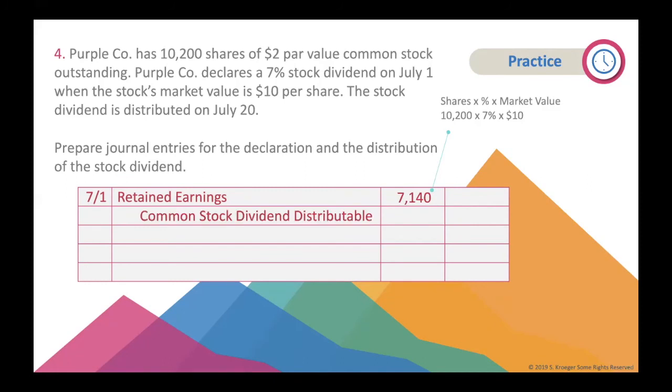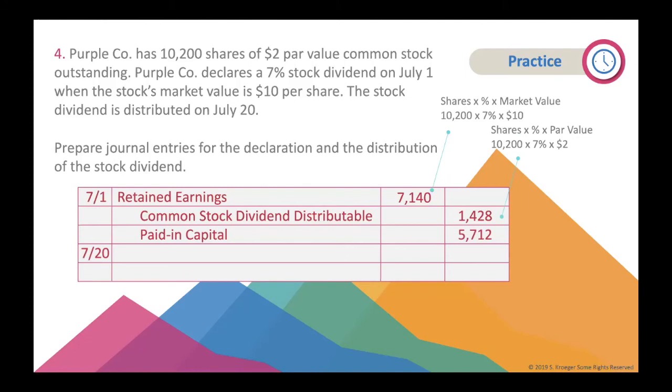For the amount, we need to multiply the shares by the percent by the par value. The shares are 10,200, the percent is 7%, and the par value is $2. This gives us $1,428. Next, we credit paid in capital. The amount will be for the difference. Subtract 1,428 from 7,140. We arrive at 5,712. We don't make any entries for the record date, but the payment date is on July 20th.